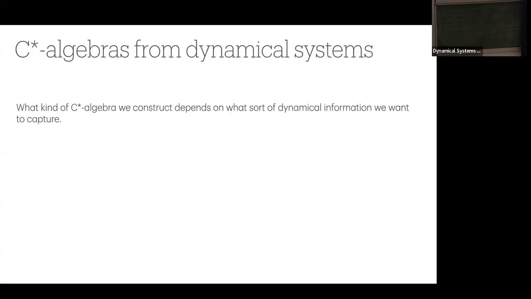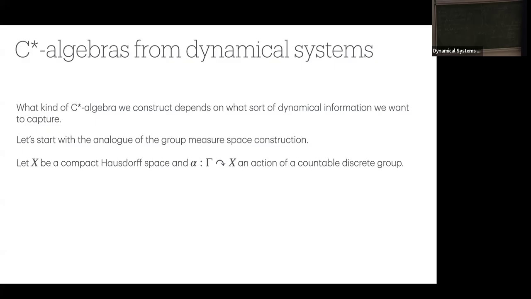What kind of C-star algebra we decide to construct depends a bit on what dynamical information we want to capture. In this talk, I will mainly stick to a construction very similar to the von Neumann one, but hopefully if I have time in later lectures, we'll see different constructions capturing different information. We'll talk a bit about Smale spaces and their C-star algebras. But for now, we'll just start with this analog of the group measure space construction.